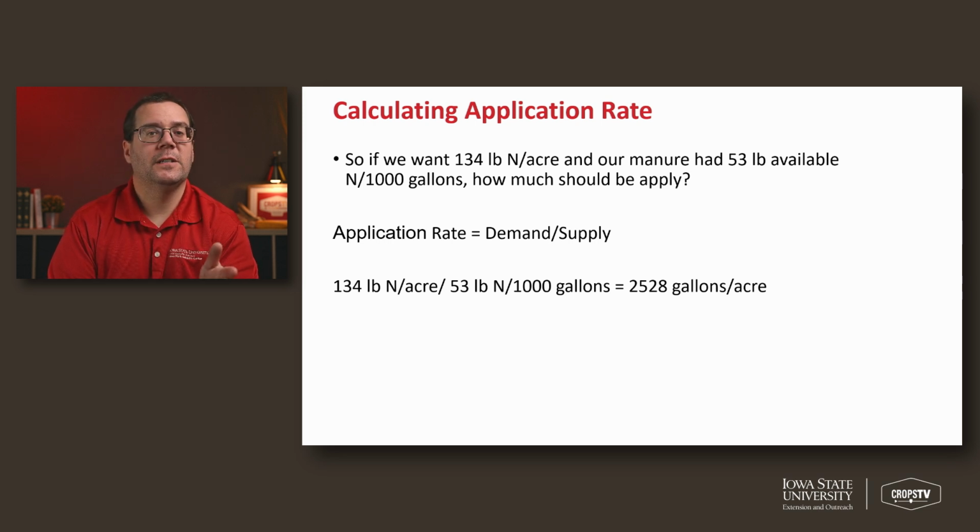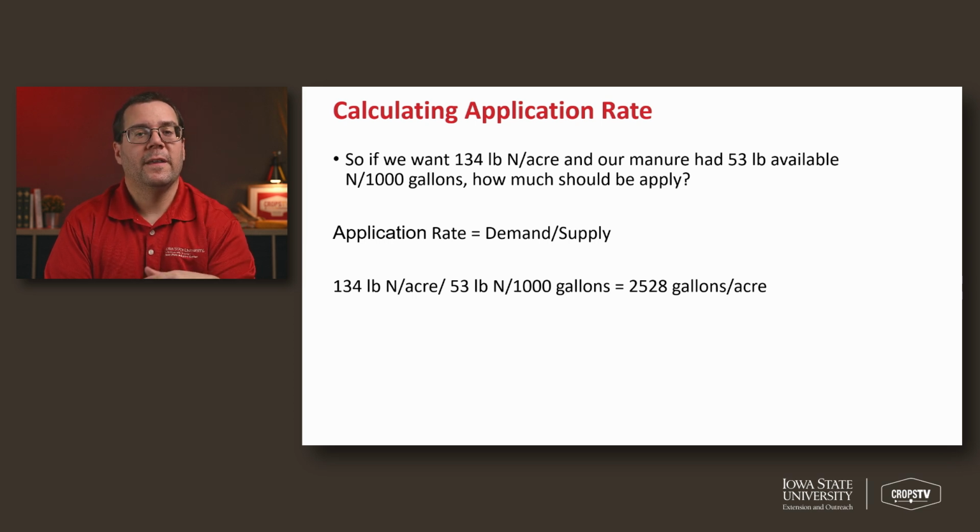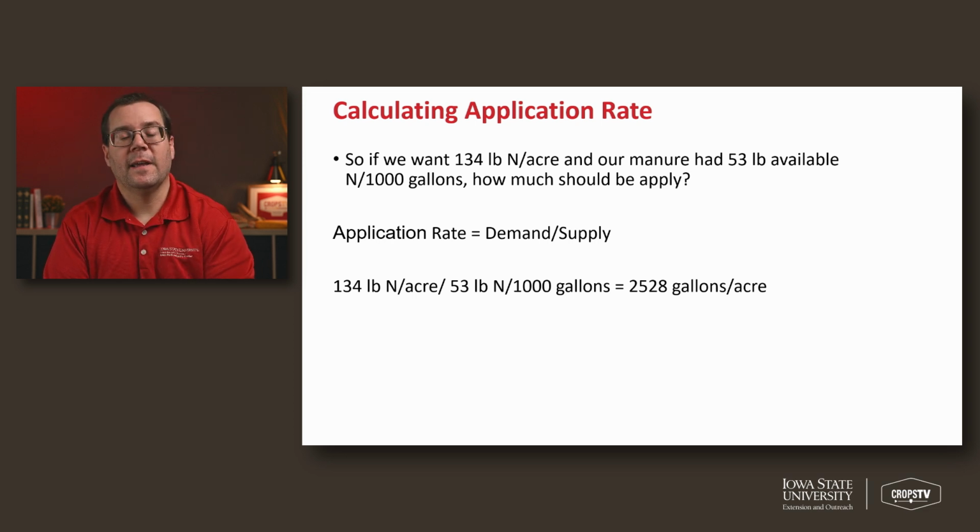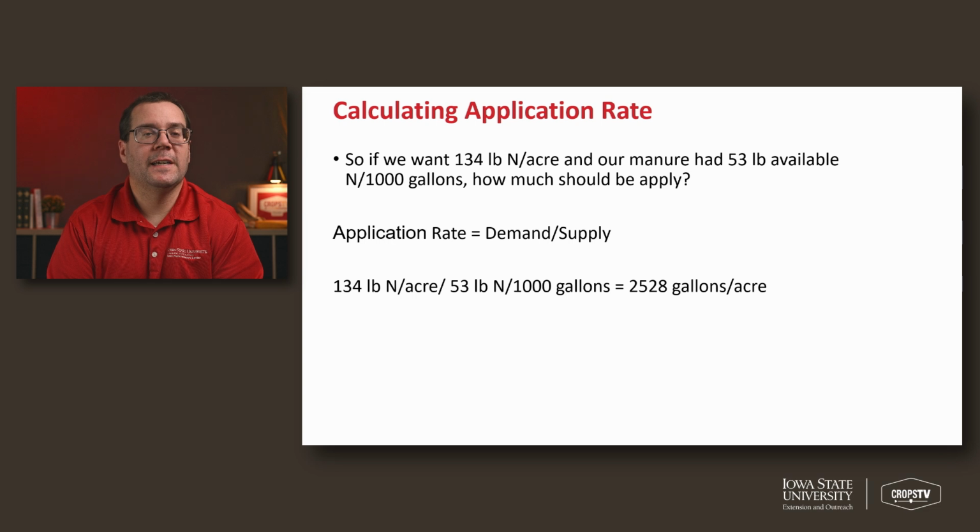So in this case, application rate is really that demand side. How much do I need divided by supply? So I'm taking 134 divided by 53 and then dividing that all by 1,000, or essentially multiplying by 1,000, and you come up with 2,500 gallons per acre. Yes, I have some change on there, but when you're setting application rates, think about what is really achievable and what level of specificity you can give to the people applying manure. And 2,500 gallons per acre is probably the rate that I would specify in that case.